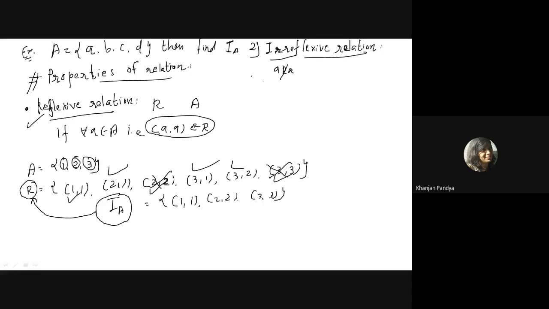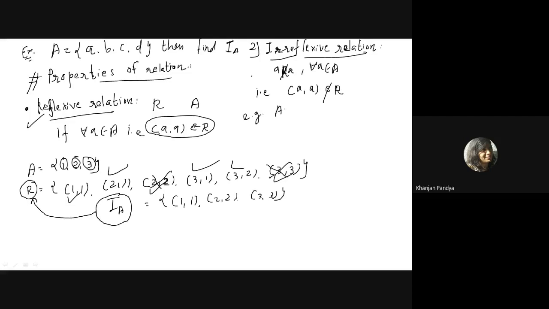Fine. So write down, a relation capital R on a set capital A is called irreflexive if a is not related to a. That means you have to write this: for every a belongs to A, (a, a) does not belong to R.